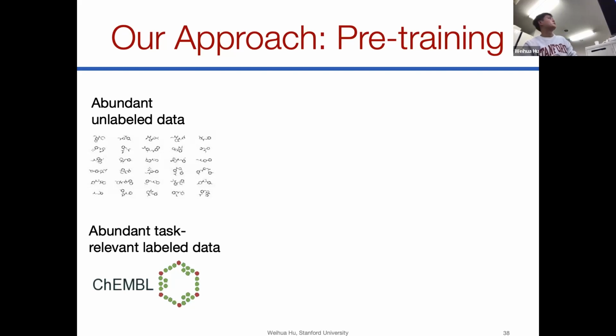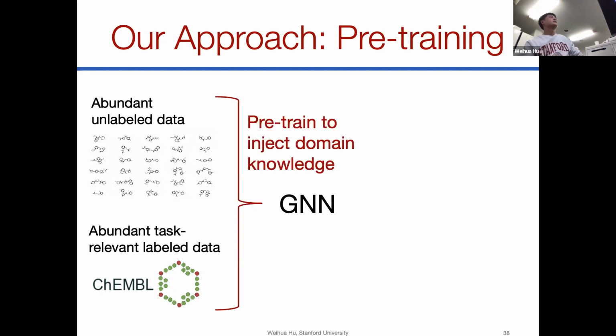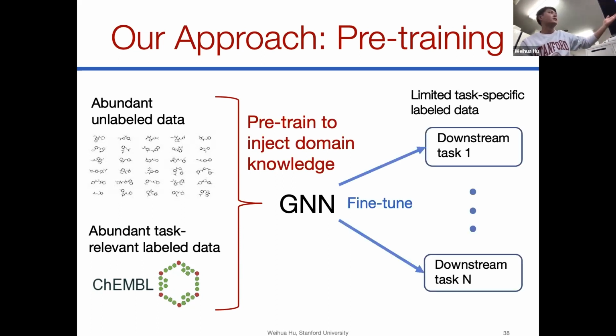So our approach is pre-training, basically inspired by the success of BERT in natural language processing. In practice, in the chemistry domain, we have abundant unlabeled data and abundant task-relevant labeled data. Outside of this specific task, we do have a lot of data out there. So our key idea is to pre-train this GNN to inject as much domain knowledge as possible into the GNN. Such a GNN can be fine-tuned on a variety of downstream tasks with limited task-specific label data to improve the generalization performance on these small data sets.